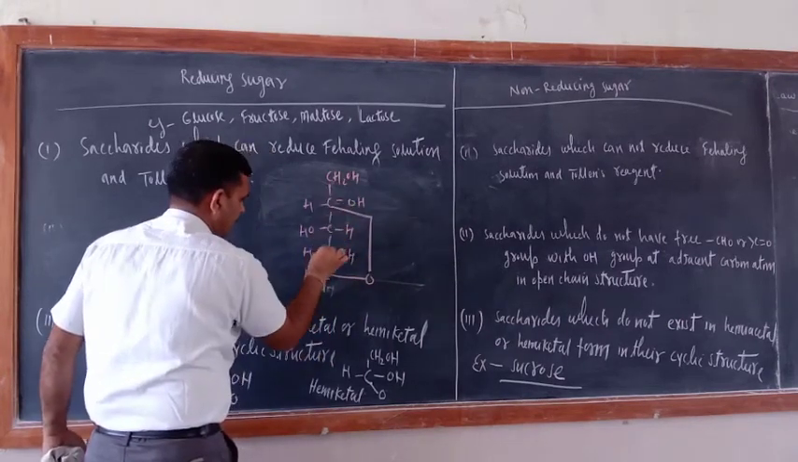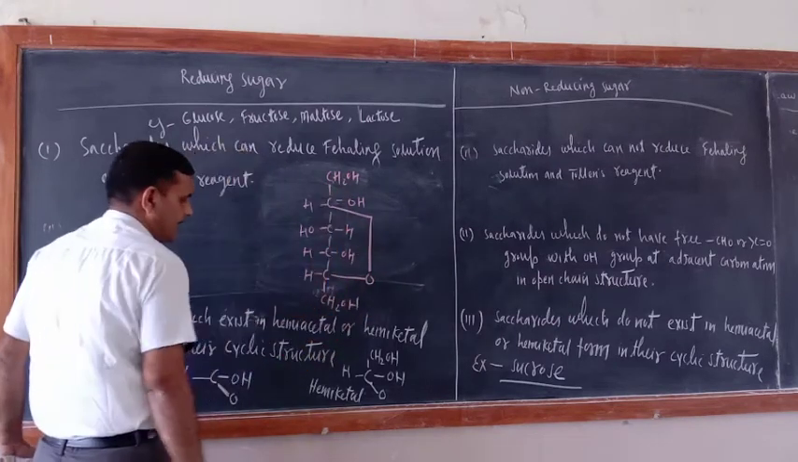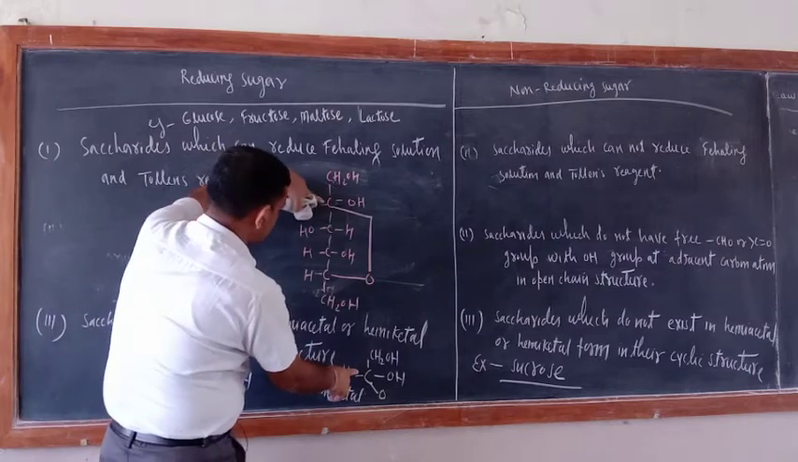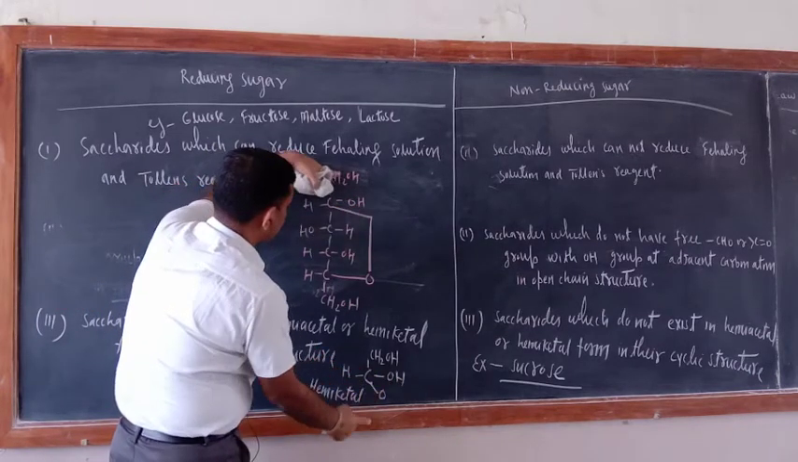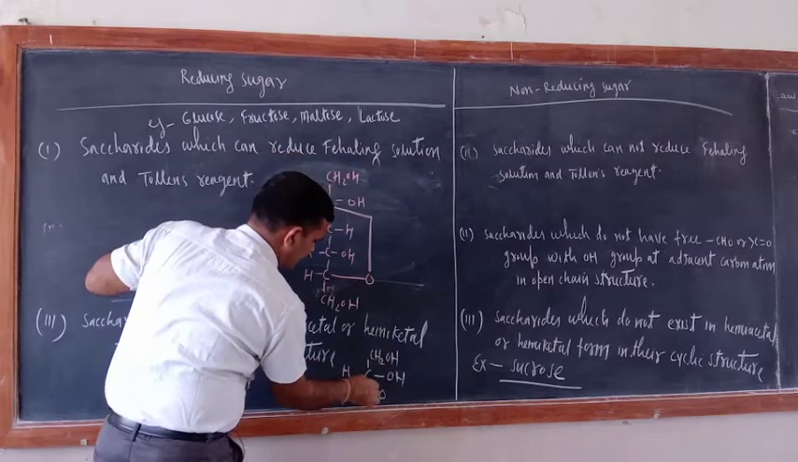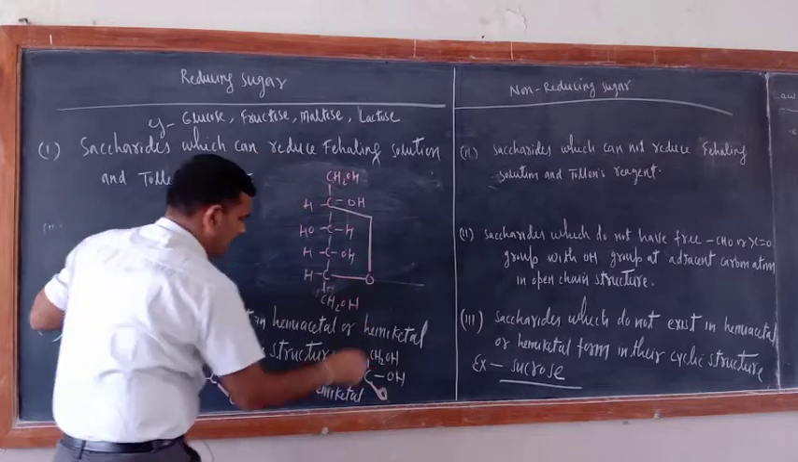1, 2, 3, 4, 5, and this is number 6, CH2OH. So what is the hemiketal form? Just see, CH, OH, and CH2OH. And this oxygen is the glycosidic oxygen. Okay, so this is the hemiketal form.